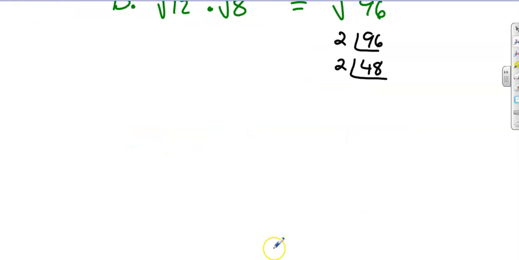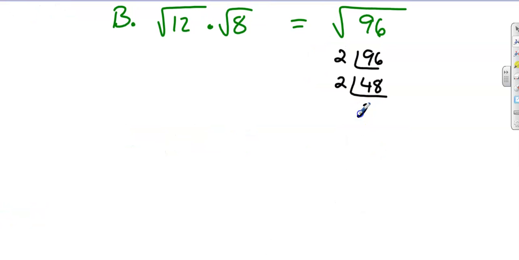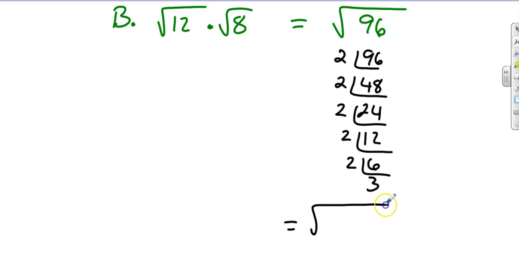48 is even, so we divide it by 2. 24 is even, so we can divide it by 2. 12 is even, so we can divide it by 2. 6 is even, so we can divide it by 2. Okay, so if we take 96 and break it all the way down, that gave us 2 times 2 times 2 times 2 times 2 times 3.